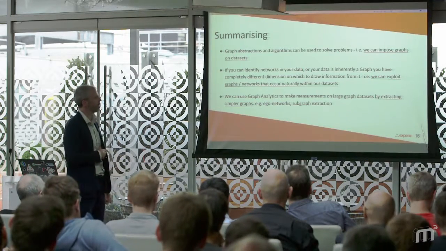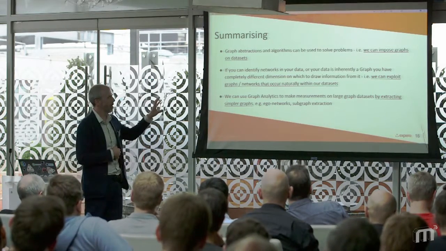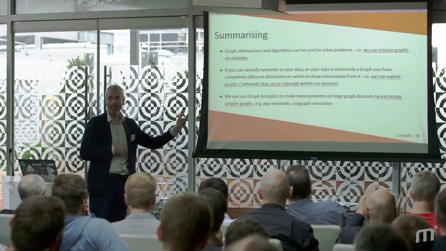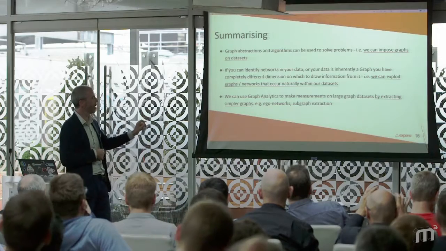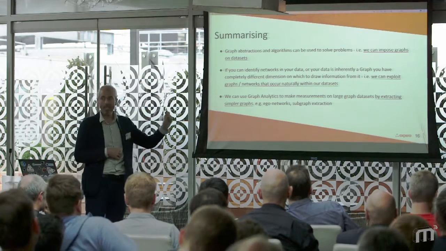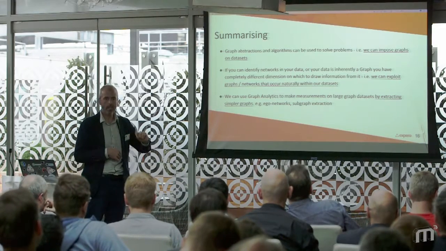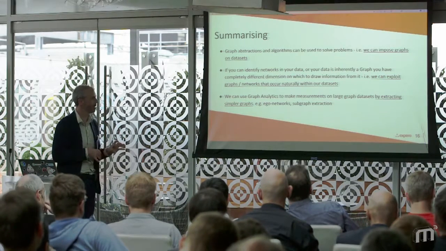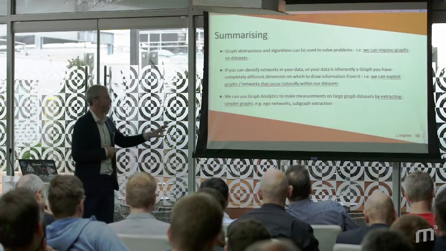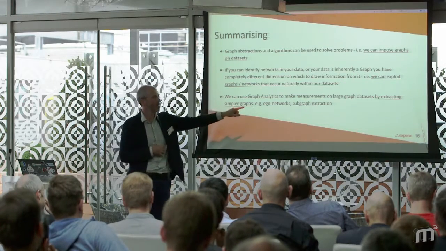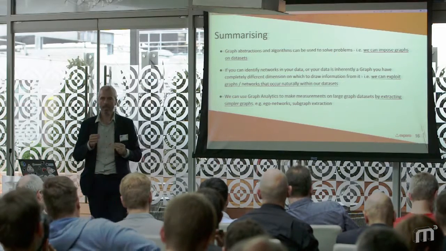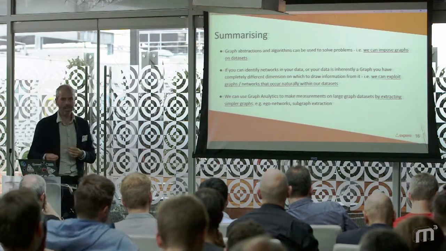So, quickly summarizing. Graph abstractions and algorithms can be used to solve problems, and we can impose graphs on any data that we might have, even if it's not naturally a graph. Definitely, if we've got data that is a graph, we should be exploiting it, because we have some rich relational data that we can pull out into our analysis. But in general, to use graph analytics on large data sets, we have to extract simpler graphs that graph theory can handle.